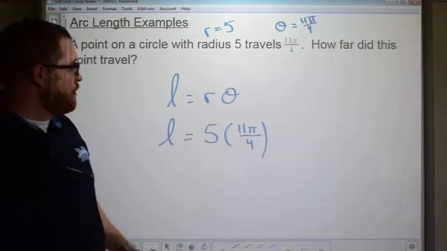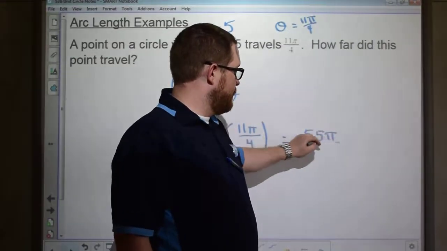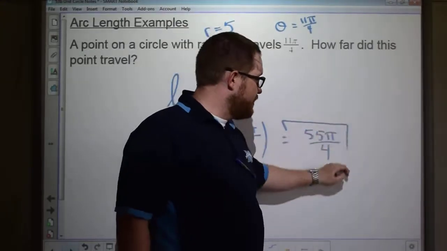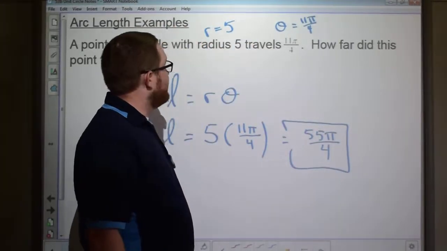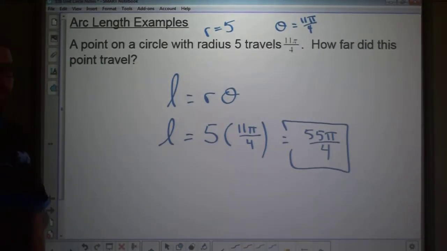And I'm just going to multiply straight across. 5 times 11 is 55 pi over 4. That's the exact answer. That's how far it traveled. Now, I don't know what that is as a decimal, and I don't care. That's the exact answer.